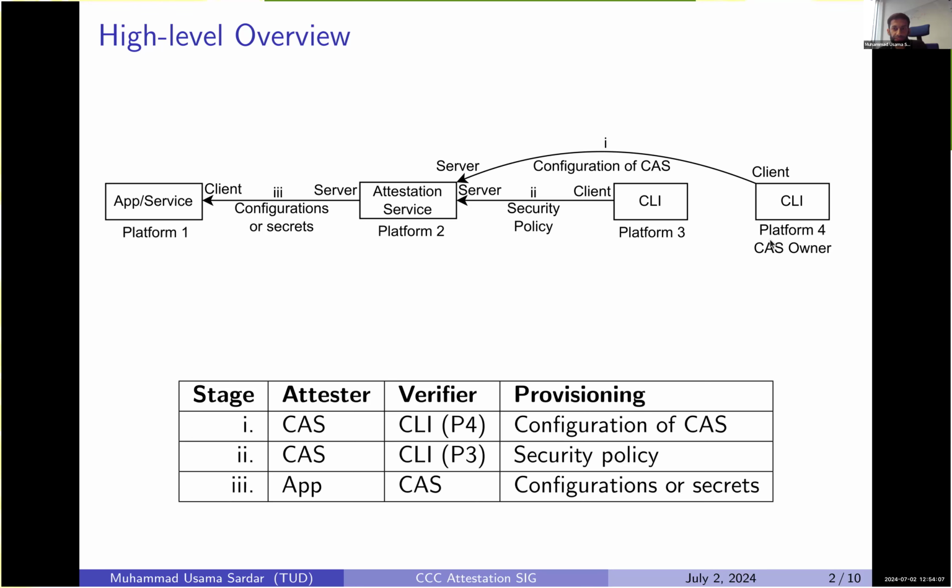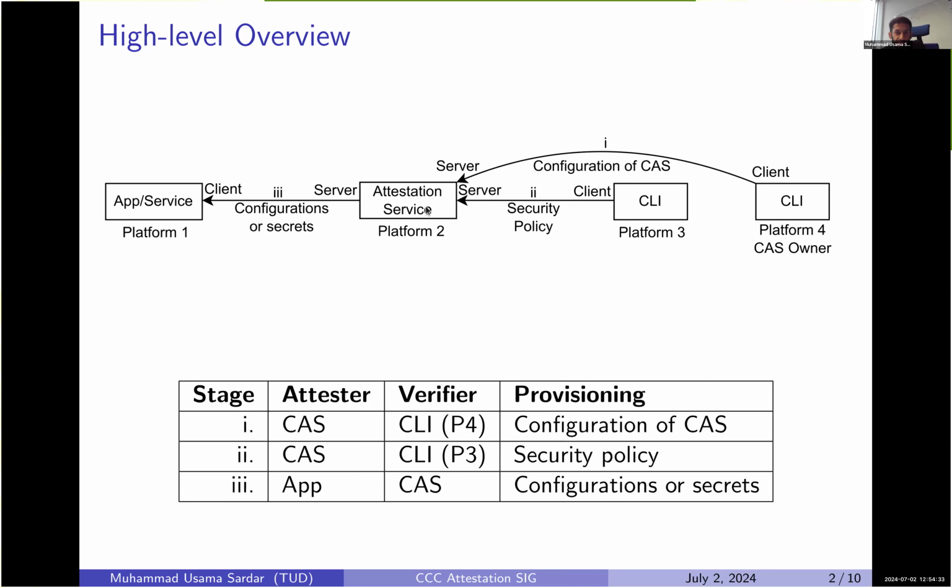The first one is the CAS owner will attest that the attestation service is correct and then pass on the configuration of the CAS. So in this case, this attestation service, or CAS, is acting as the attester and CLI is acting as the verifier. And then in the second stage, after successful verification, it will pass on this configuration.